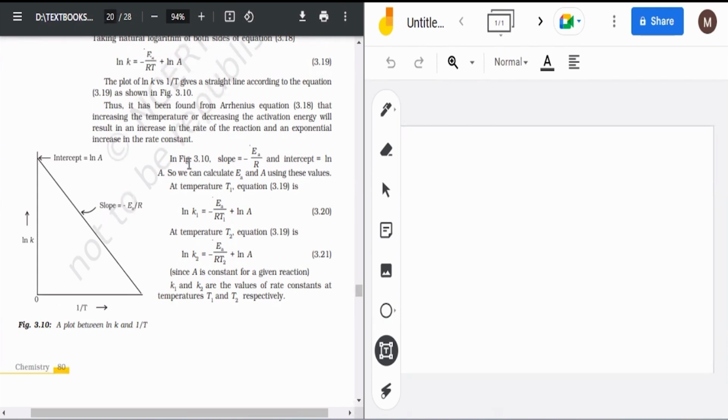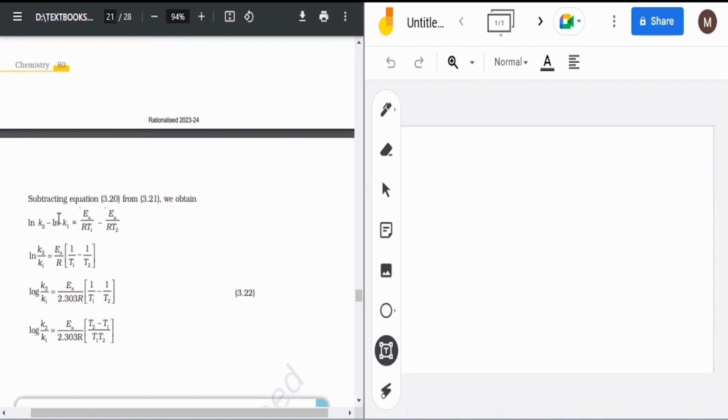In this way we can proceed, and in a similar way we can take ln k2 minus ln k1 is equal to Ea by RT1 minus Ea by RT2. That ln A term will vanish, so we get this form of equation. So ln k2 by k1 is equal to Ea upon 2.303 R times 1 by T1 minus 1 by T2. From here we can define the rate constants k2 and k1 for the same reaction at two different temperatures. This formula is also very important, asked frequently in exams.